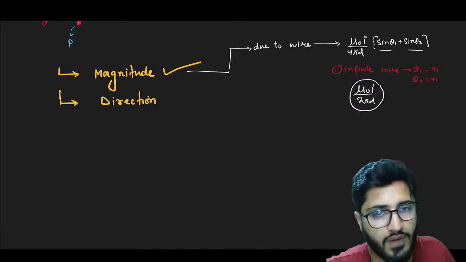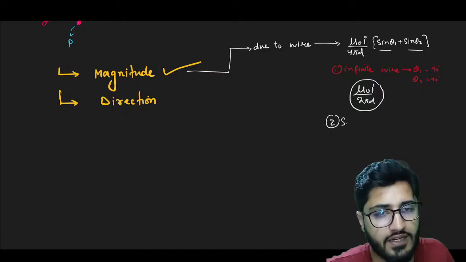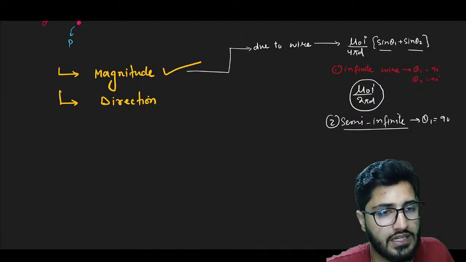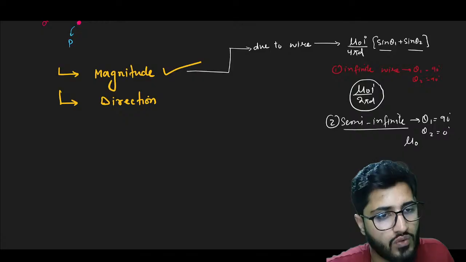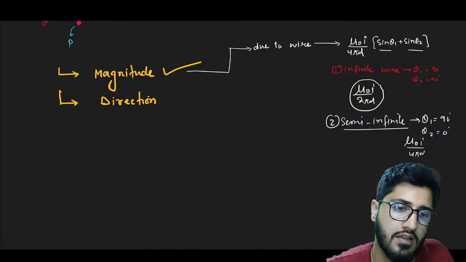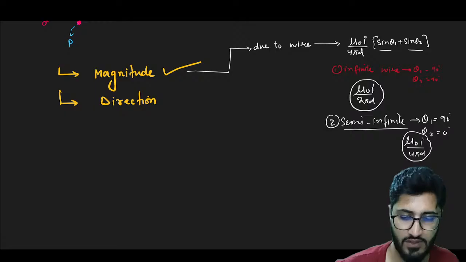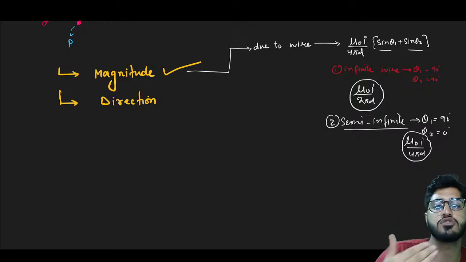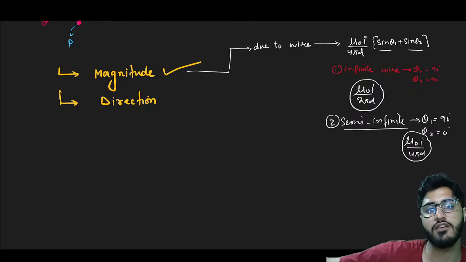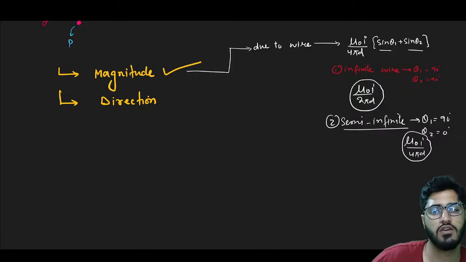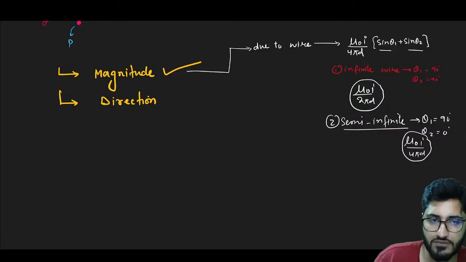Second part, if we have a semi-infinite wire. Semi-infinite means theta 1 is 90 and theta 2 is 0. There we will get mu naught I by 4 pi d. Okay, it seems to be difficult, but when we did the same thing in electrostatics, there also we had a formula for infinite wire and semi-infinite wire.